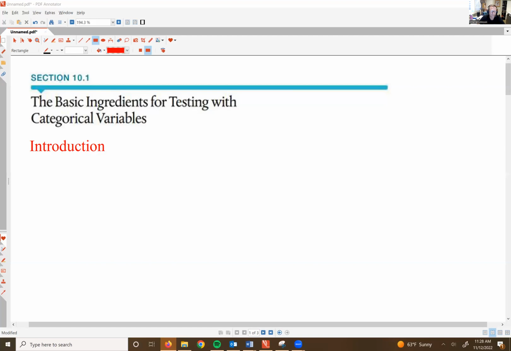In this particular chapter 10, we ask the same questions as before. Are the results we see due to chance, or might something else be going on? In chapter 8, we asked this question about one sample and two sample proportions. We now ask the same question with respect to categorical variables with multiple categories.